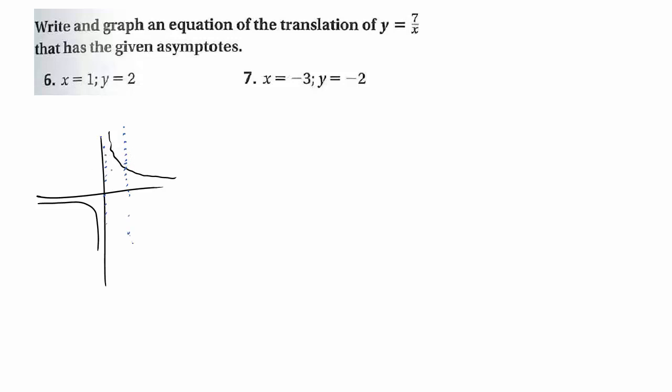Well, what direction was that asymptote moved? It was moved 1 to the right. How do we shift this thing 1 unit to the right? Well, we put a minus 1 next to the x.